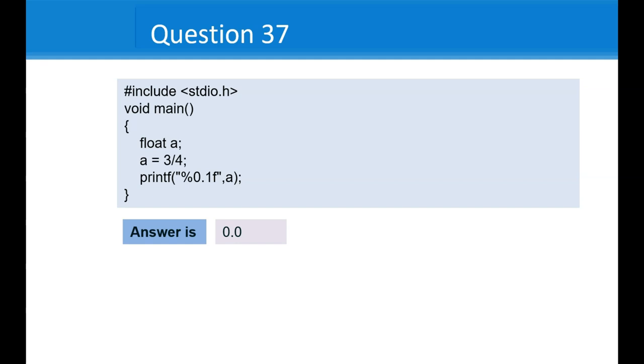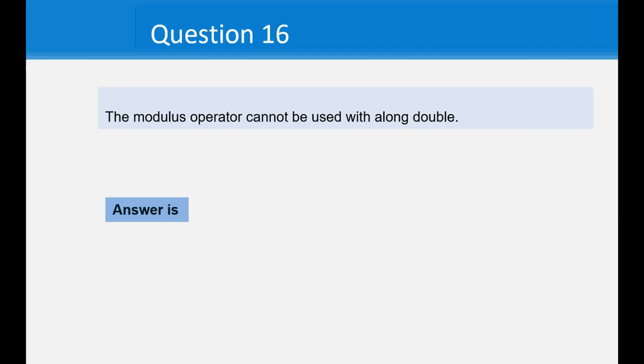Again, remember, it's a float variable. Even though it's a float variable, the division is an integer division. So that's why you would have the value as 0. So the modulus operator cannot be used with double, right? So that is 3 mod 4.0 is not possible. Is it true or false? Yes, the answer is true.